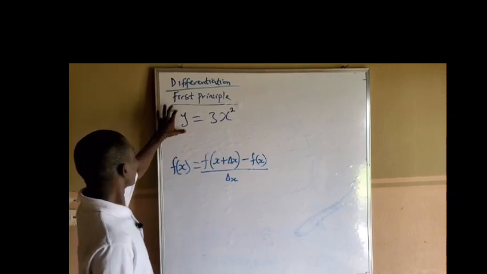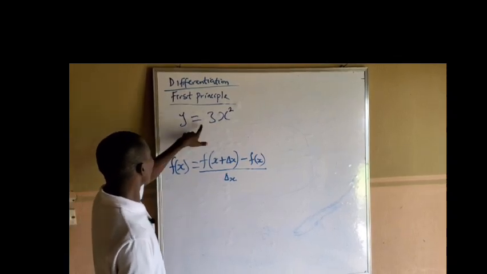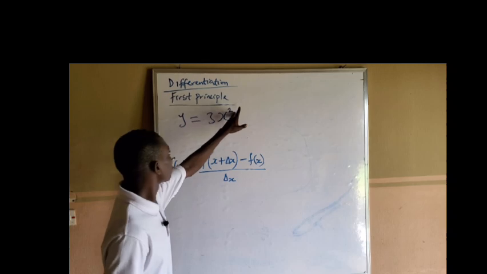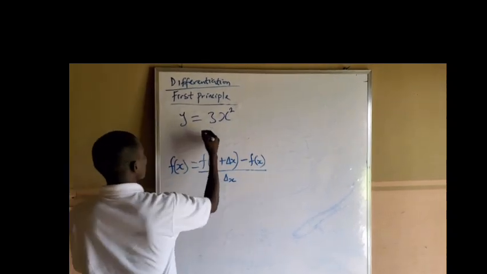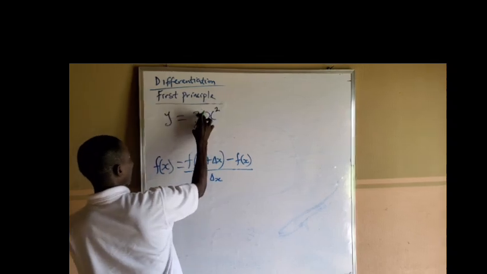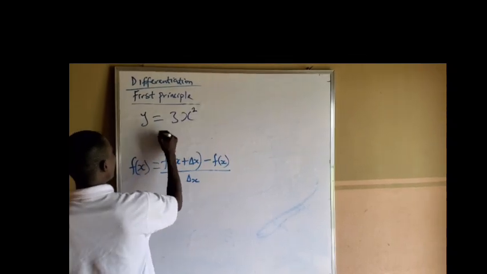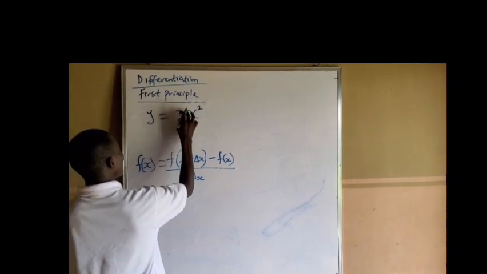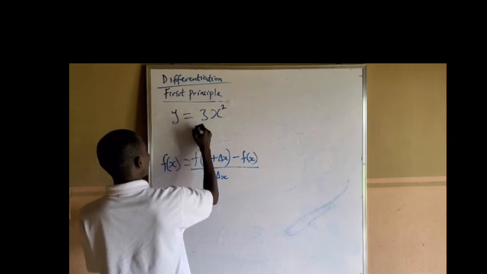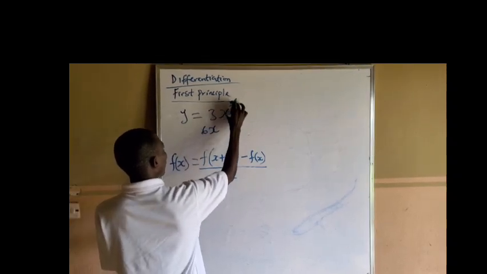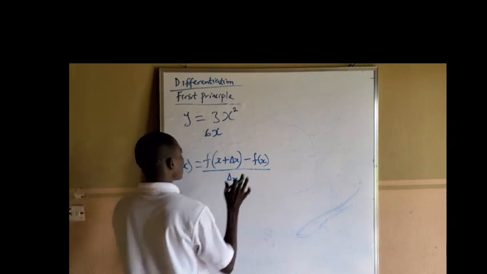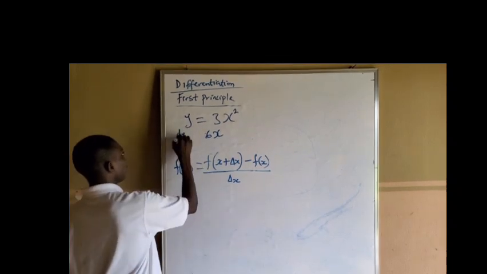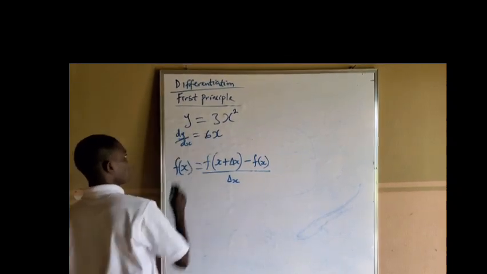If you look at this question, let's say we have y equals 3x raised to the power of 2. If you use the general method, you use the power to multiply this, then subtract 1 from the power, which gives 2 times 3, and 2 times 3 will give us 6x raised to the power of 2 minus 1, that will give us 1. And this will give us 6x. That is using the general method.